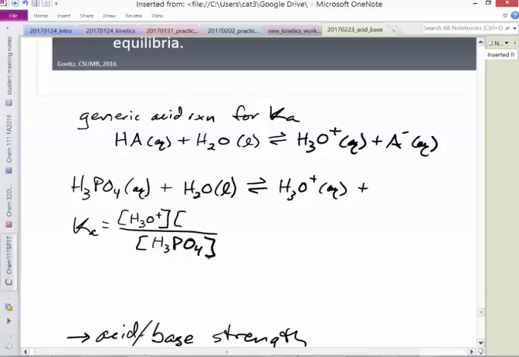What's A minus? What do you get when one proton falls off of H3PO4? Well, first of all, how many protons are left? Two. Now, what's the charge? Minus one, right? Because you lost one positively charged proton. Whatever it was, take away a proton, take away a positive charge. Good.